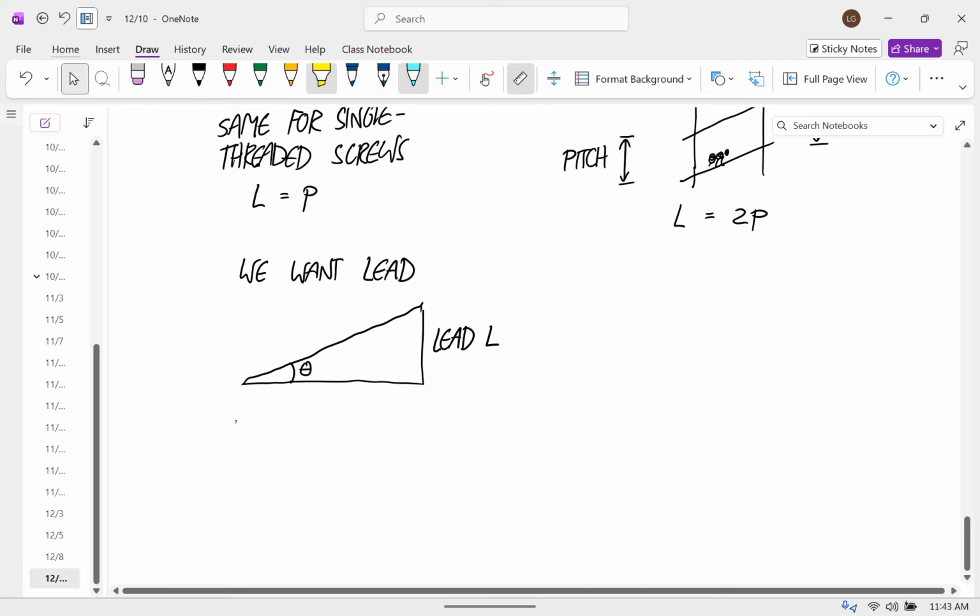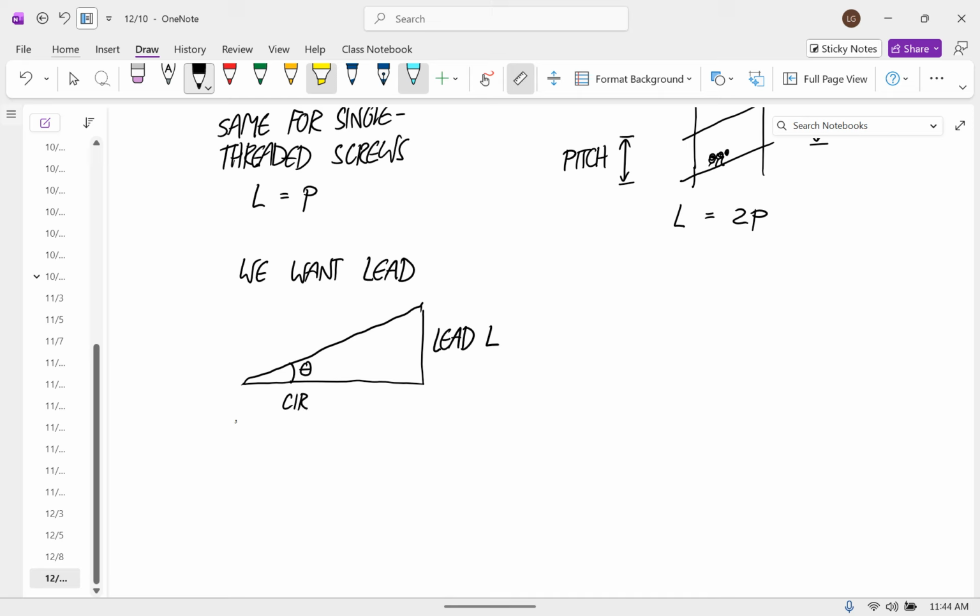And then the horizontal leg is going to be the circumference, which is 2 times pi times the radius of that screw. And you can think of that as kind of an average radius, in the middle of the thread. Then that theta is going to be the inverse tangent of the lead over 2 pi r.